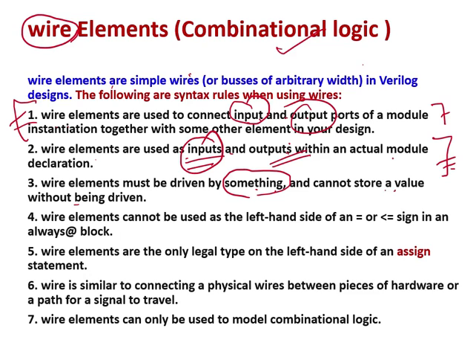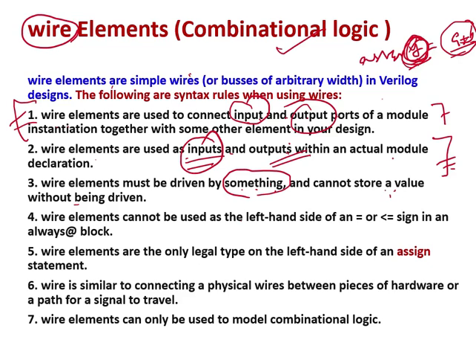For example, if you are assigning y equal to a plus b, this y is now a wire type. Unless and until you drive this signal, you are not going to store a value, right? You are assigning the value a plus b to y, so for that you need to drive that signal. The wire has to be continuously driven by some signal.